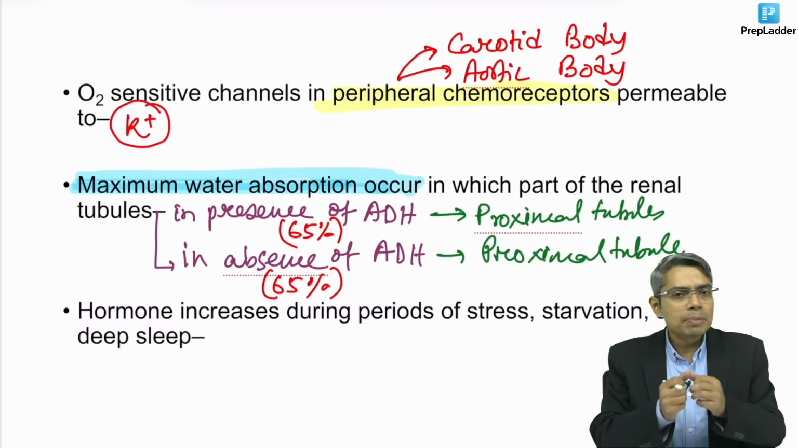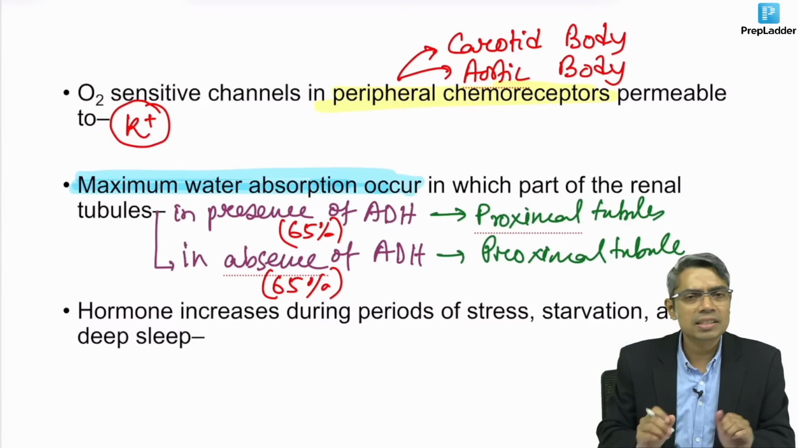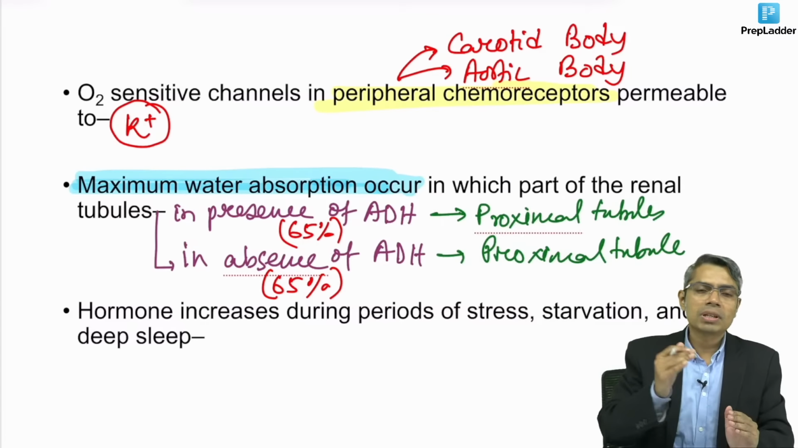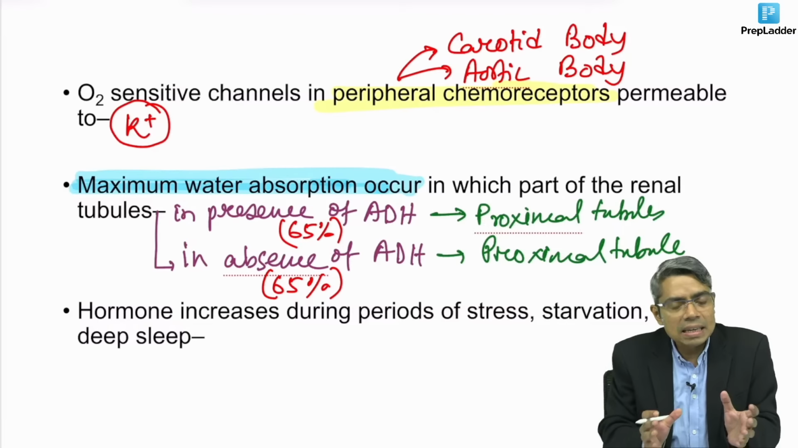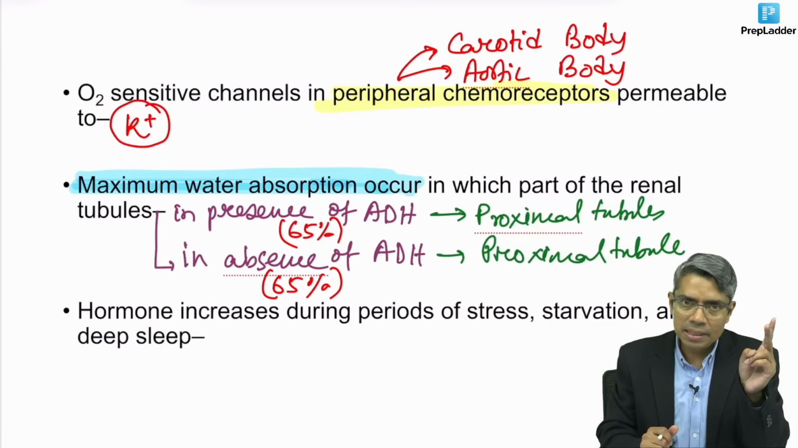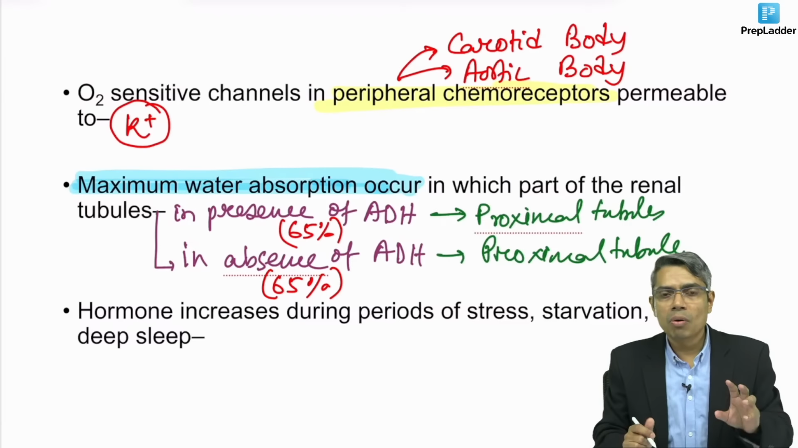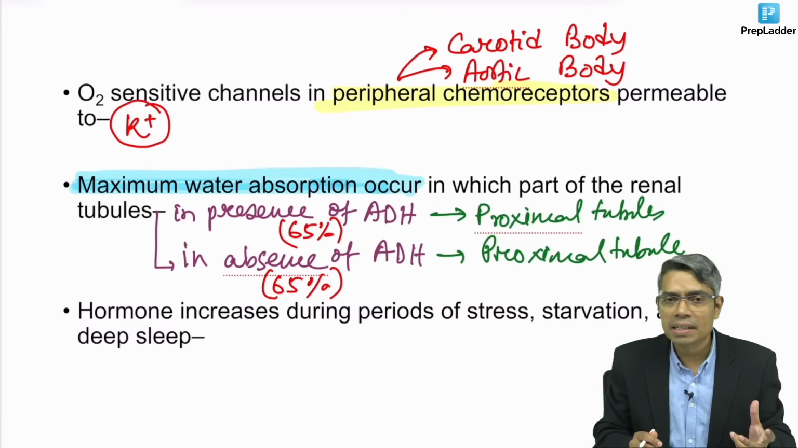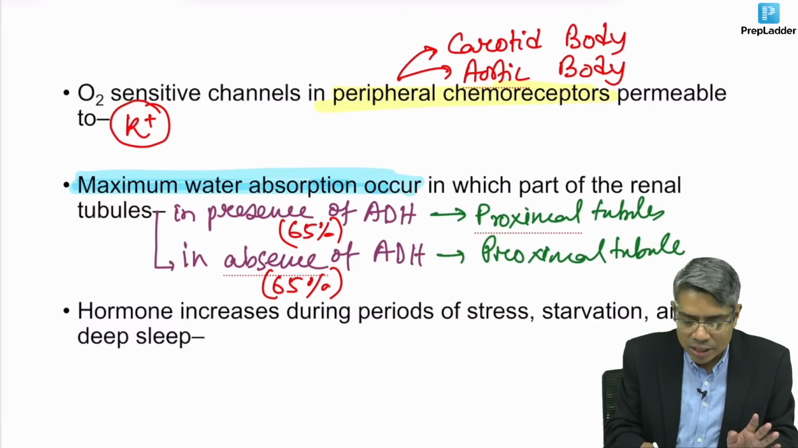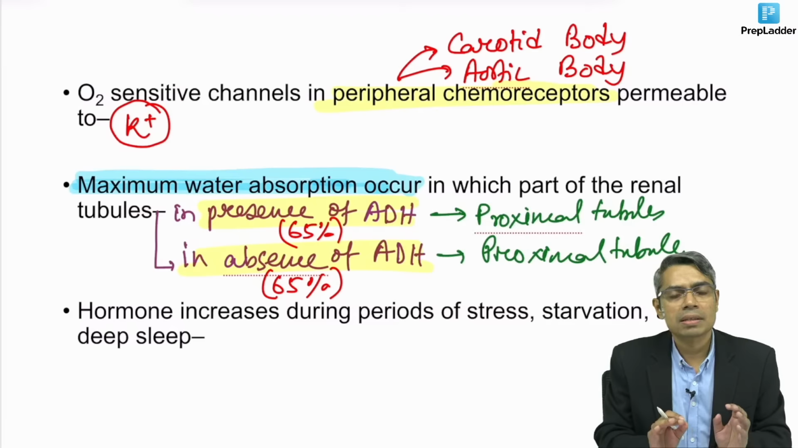But if you have already absorbed 65% of the water from the proximal tubule, whatever water ADH is absorbing in the collecting duct is never going to be more than that. Getting my point? ADH can increase water reabsorption up to 15 percentage. If ADH is not there, water reabsorption in the collecting duct is only 2 percentage. If ADH is present, then this 2 percentage will be increased to 15 percentage. But anyway, water absorption has already been done by the proximal tubule, 65 percentage. So, if the question is given in presence of ADH or in absence of ADH, where is maximum water reabsorbed? Always your answer is the proximal tubule.